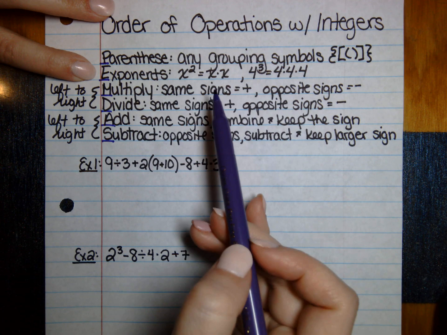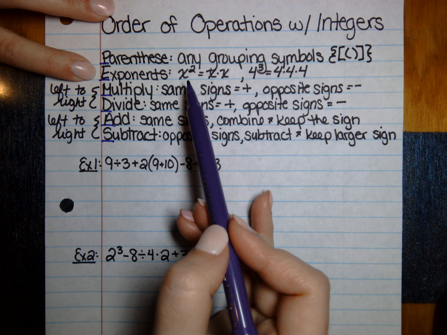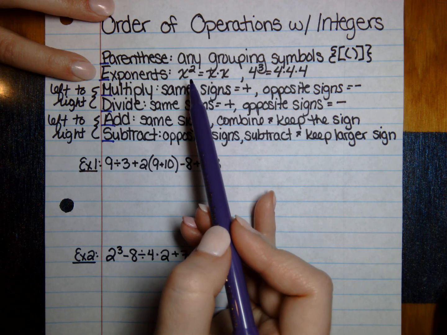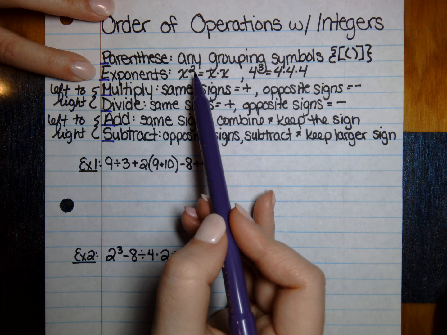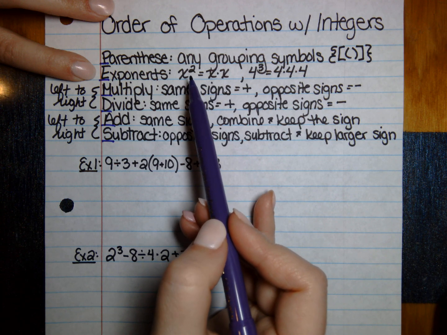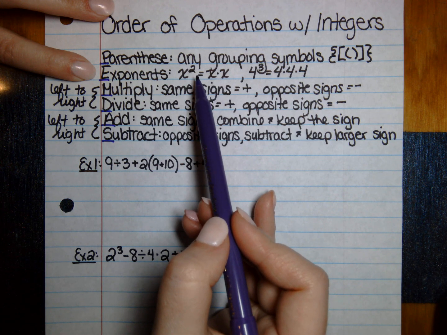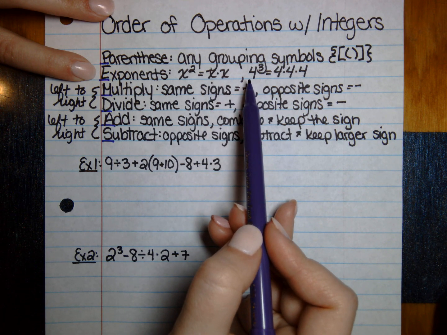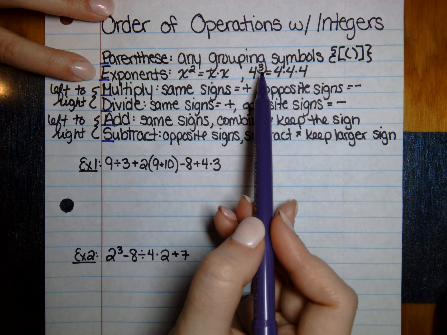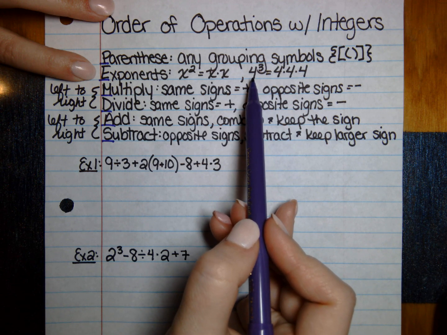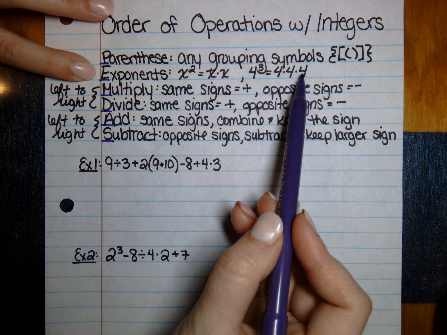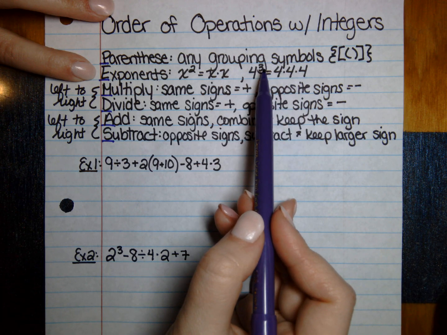So if you have any exponents, remember that means it's that number multiplied by itself this many times. So if I have x squared, that's like saying x times x. Over here I have 4 cubed, which means I'm multiplying 4 by itself 3 times. So 4 times 4 times 4, not 4 times 3.